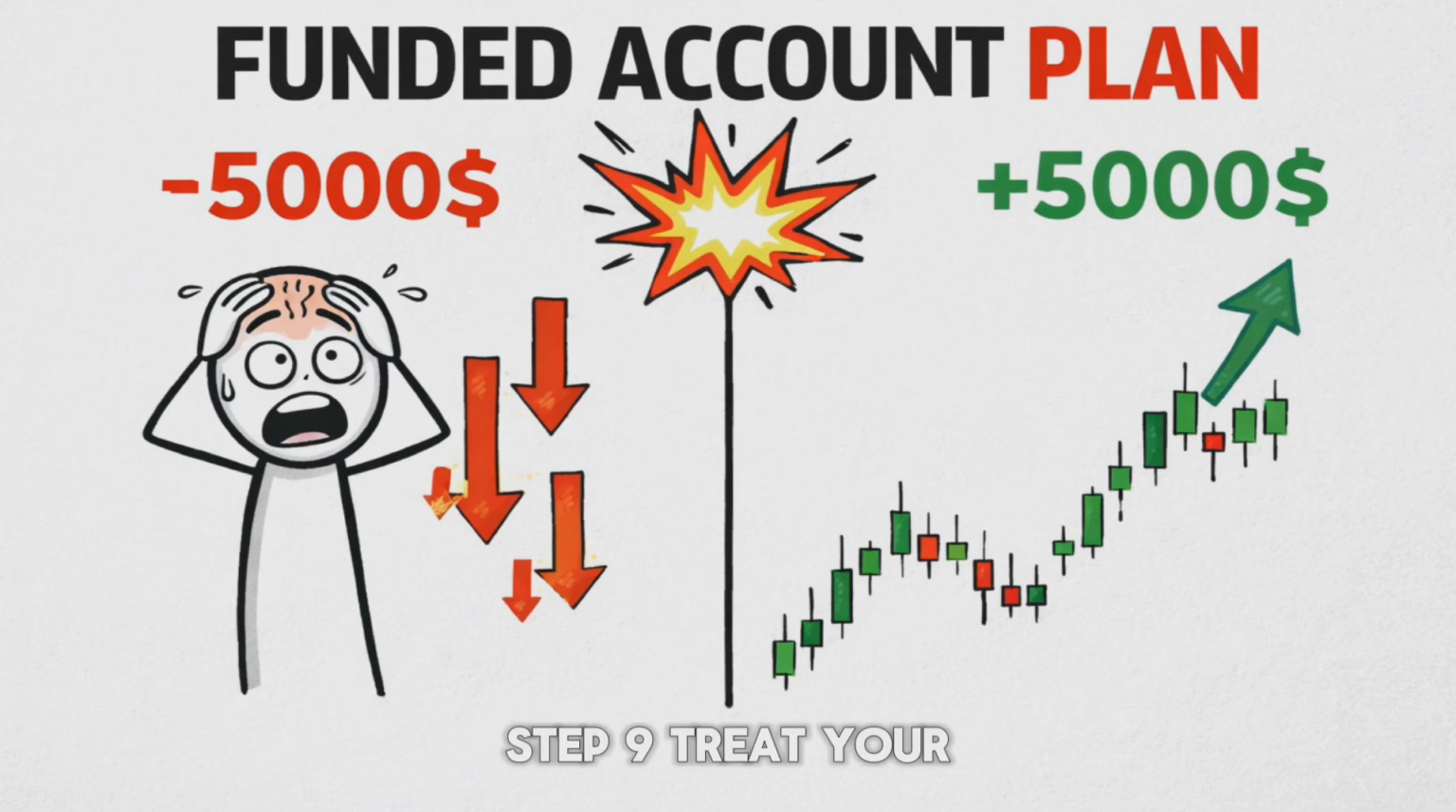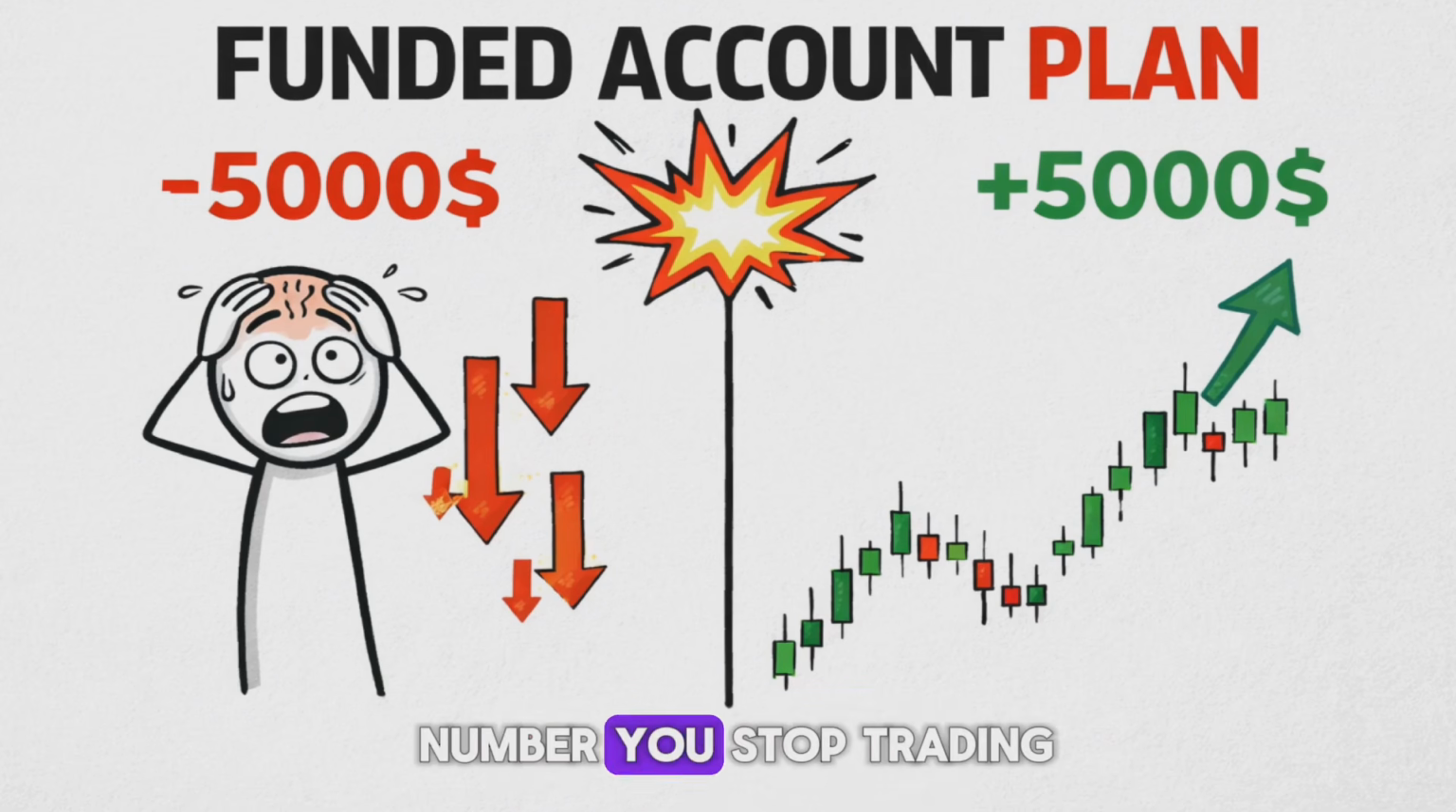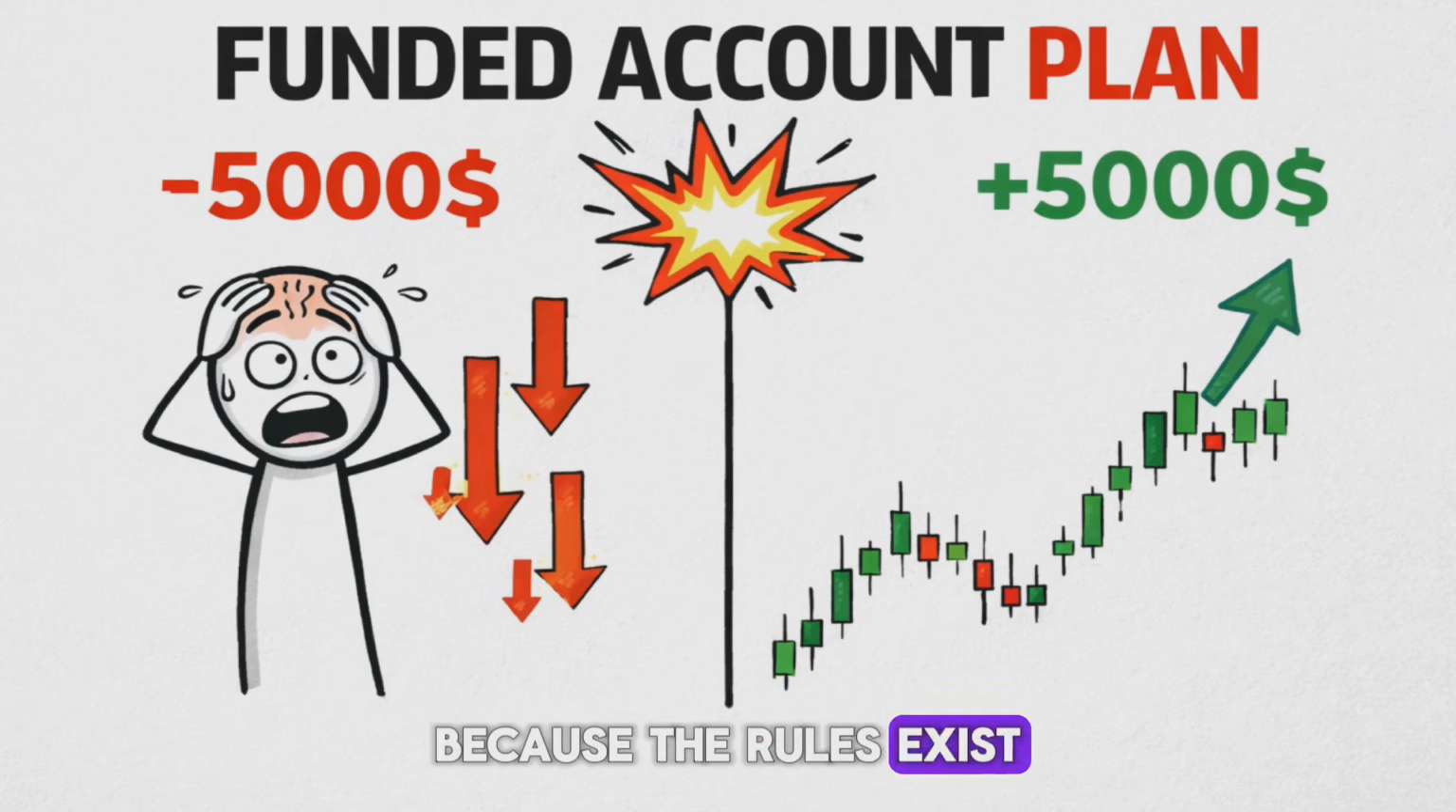Step 9. Treat your daily loss limit like a hard wall, not a warning sign. Your daily loss limit is $2,500, 5% of the $50,000 account. If you hit that number, you stop trading for the day. Not because the rules say so, because the rules exist for a reason.